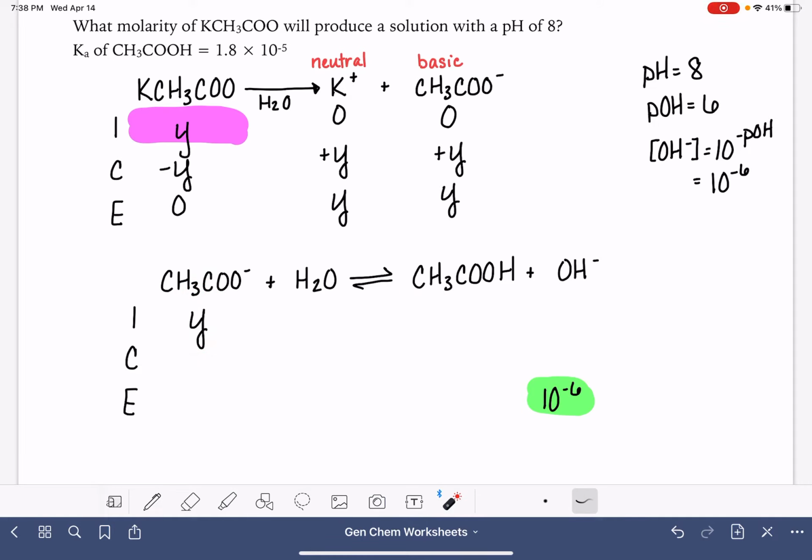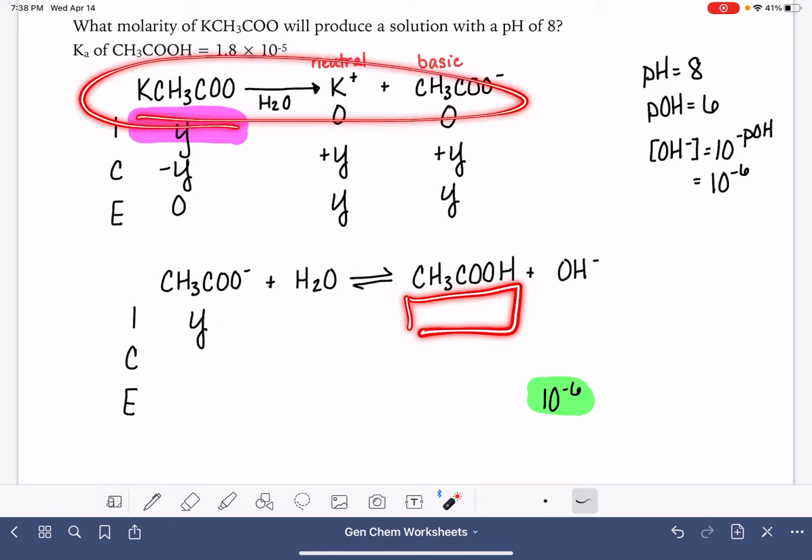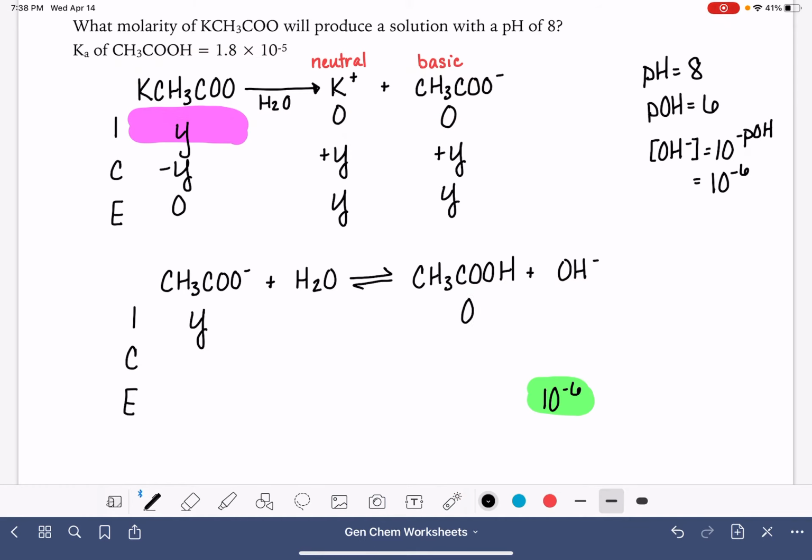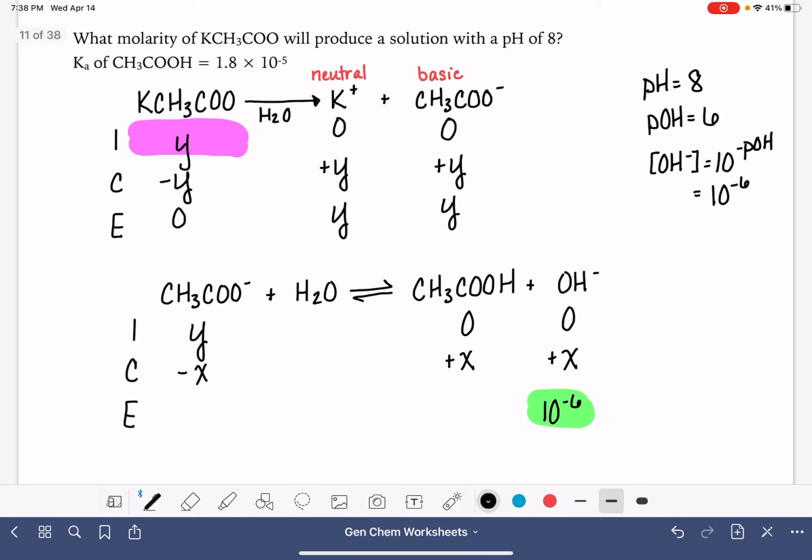So in this second ICE table, we're bringing down this Y to represent the amount of acetate. Acetic acid is nowhere in this ICE table up here, and same with hydroxide, so we're starting with 0 of both of these things. We know that some of this acetate ion is going to react, but because it's in equilibrium, we don't know exactly how much, so this is where we're going to use our X. Minus X, plus X, plus X. And at equilibrium, we know that we're going to have Y minus X of this acetate.